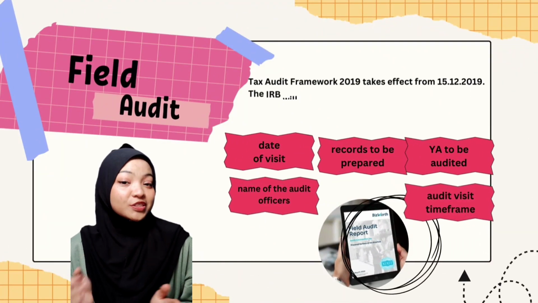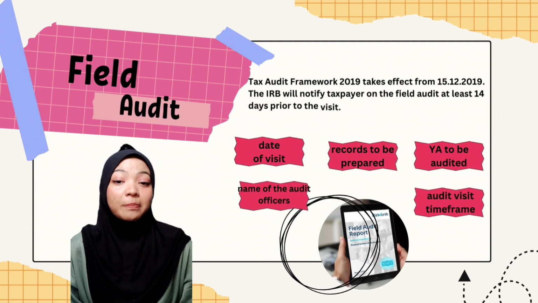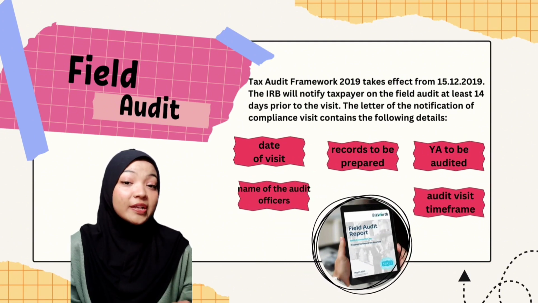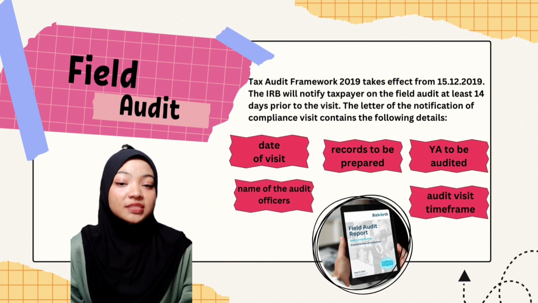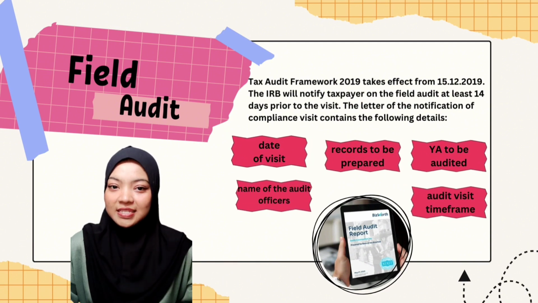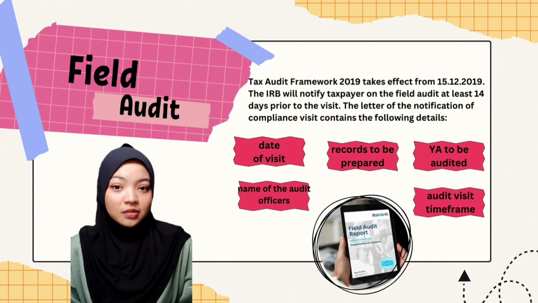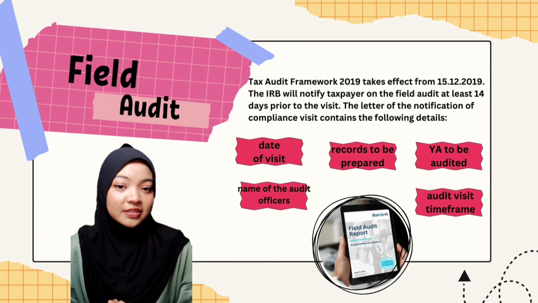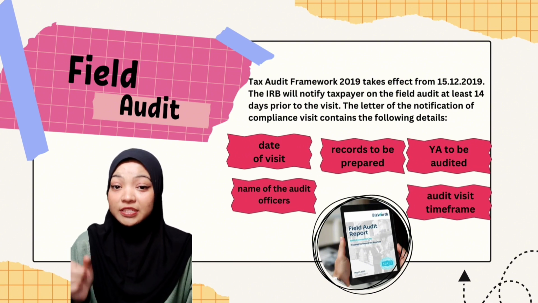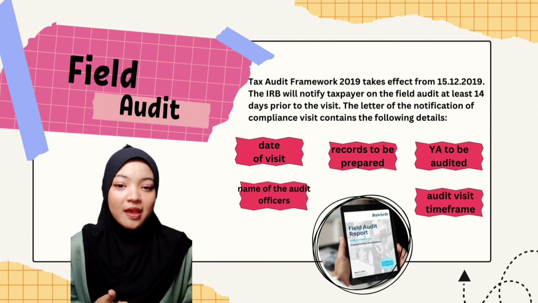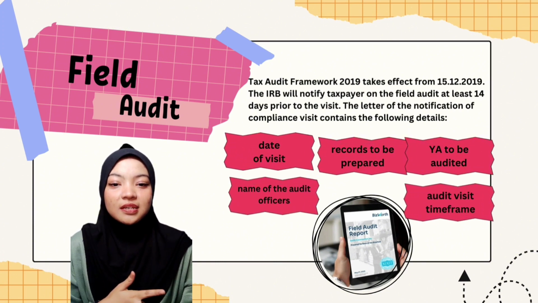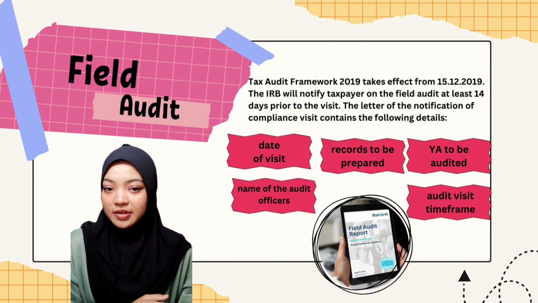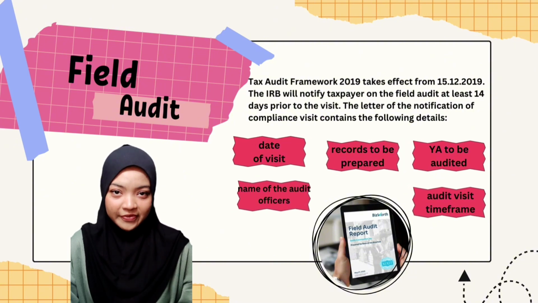Tax Audit Framework 2019 takes effect from 15th of December 2019. The IRB will notify the taxpayer of the field audit at least 14 days prior to the visit. The letter of notification of compliance visits contains the following details: dates of visits, records to be prepared, years of assessment to be audited, names of the audit officers, and also the audit visit time frame.